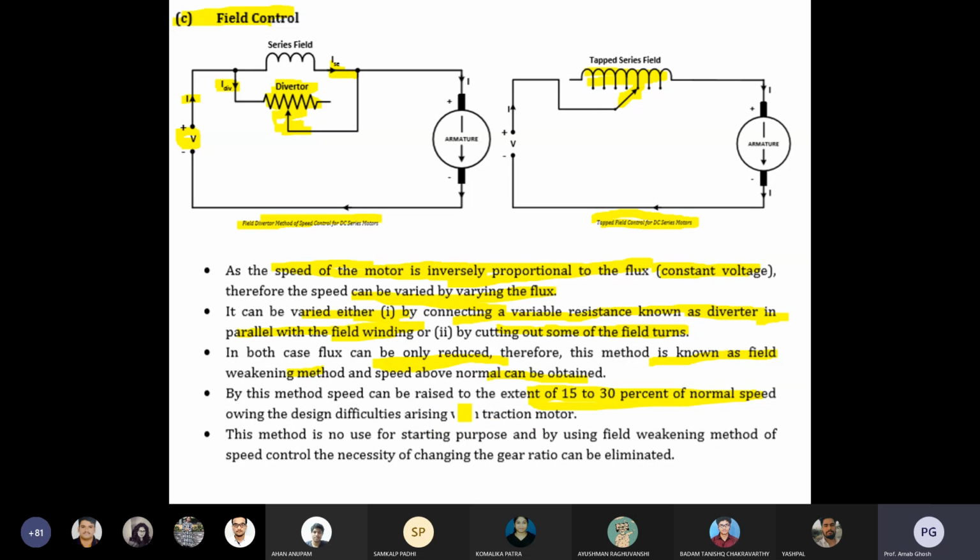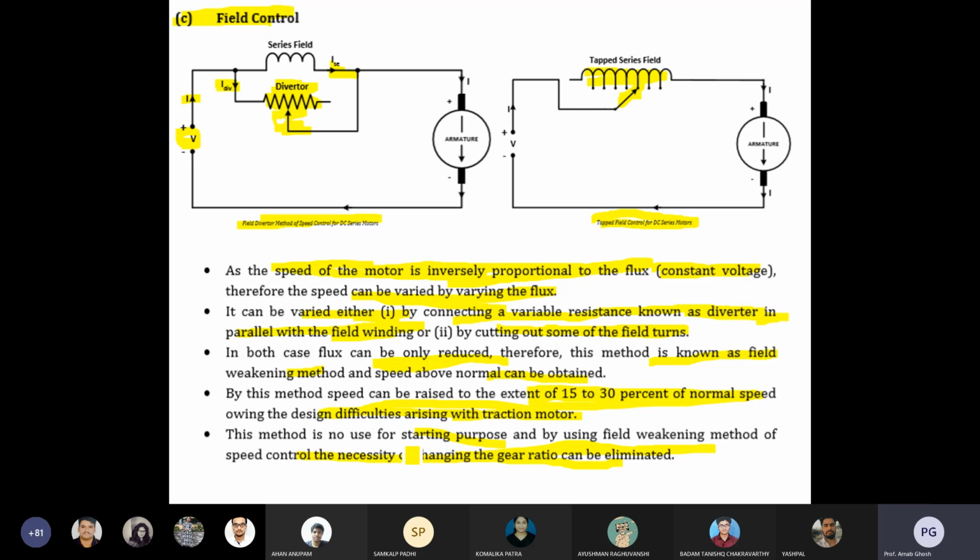The difficulty is with the traction motor. Design difficulties arise in the traction motor if you go beyond this. This method is of no use for starting purposes. With the field weakening method of speed control, changing the gear ratio can be eliminated. The pinion gear is there all the time. If in the transmission you change the gear values or number of teeth, it is automatically replicated, just like changing the turns ratio.